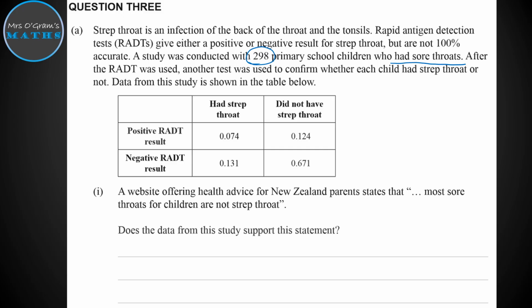Okay, a website offering health advice says that most sore throats for children are not strep throats. So remember, everything in this table is from children that had sore throats. Now we want to find out how many of them had sore throats but didn't have strep throats. So that's these two numbers here. So 0.124 plus 0.671 comes to 0.795. That's easily most. It's definitely more than a half. So we can say that, yes, this data does support that statement, that most sore throats are not strep throat.